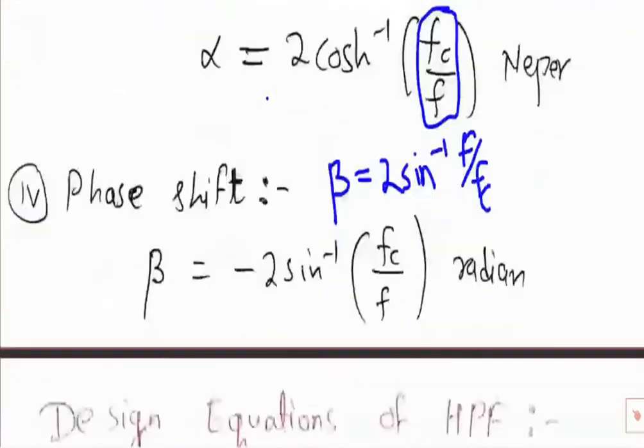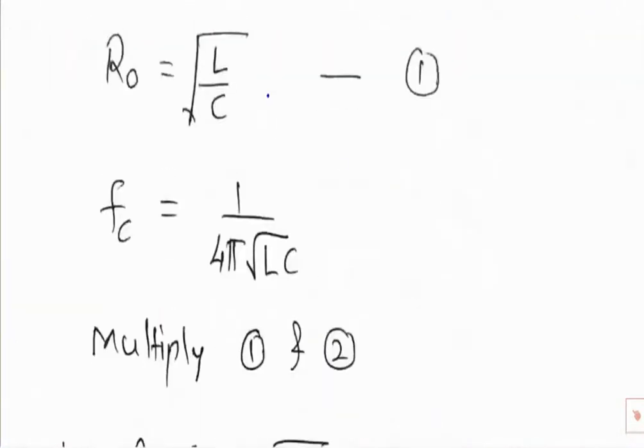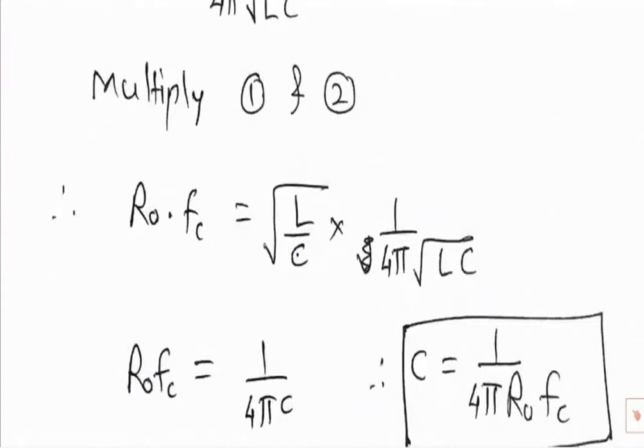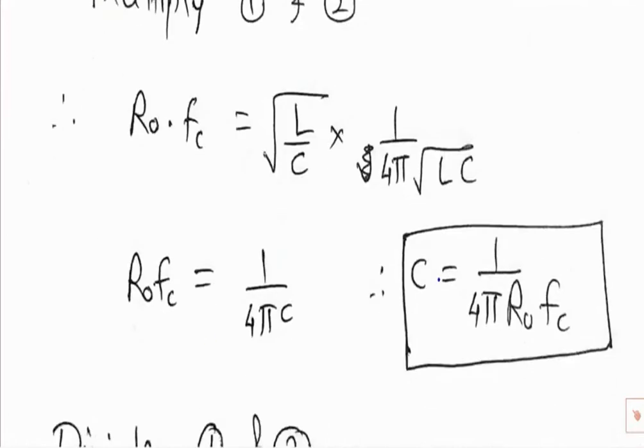Okay, then the design equations. Equation number 1 is R naught equals under root L by C. Equation number 2 is Fc equals 1 upon 4 pi under root LC. Just multiply these two equations. The under root L cancels out, and under root C into under root C becomes C. So we get 4 pi C, and C comes out as 1 by 4 pi R naught into Fc. This is an important formula, the capacitor value.